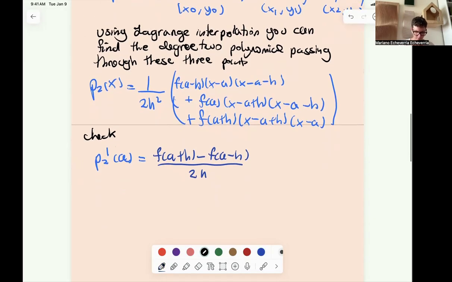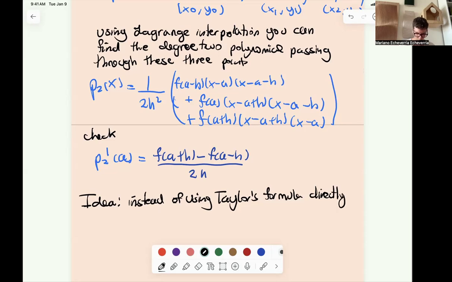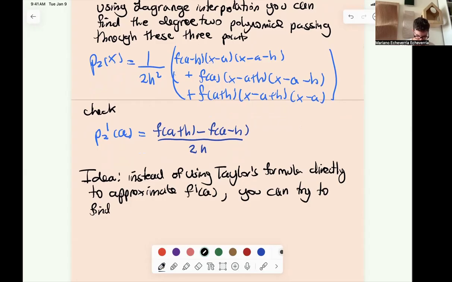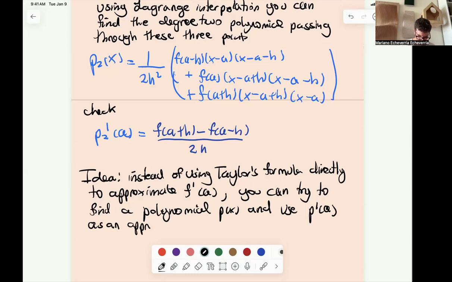So the idea is that instead of using Taylor's formula directly to approximate the derivative, you can try to find a polynomial and use p prime of a as an approximation for the derivative. Is that making sense?